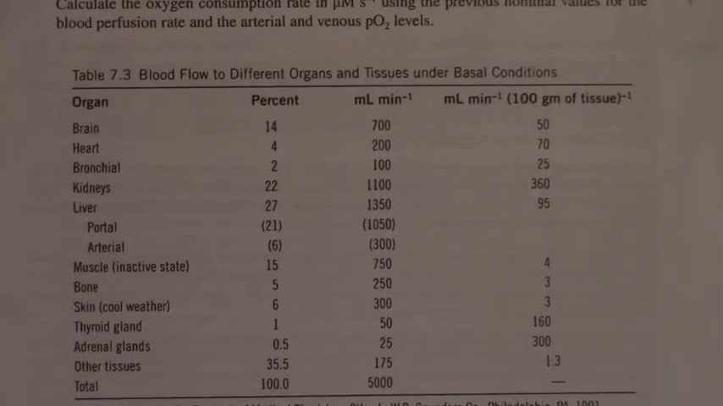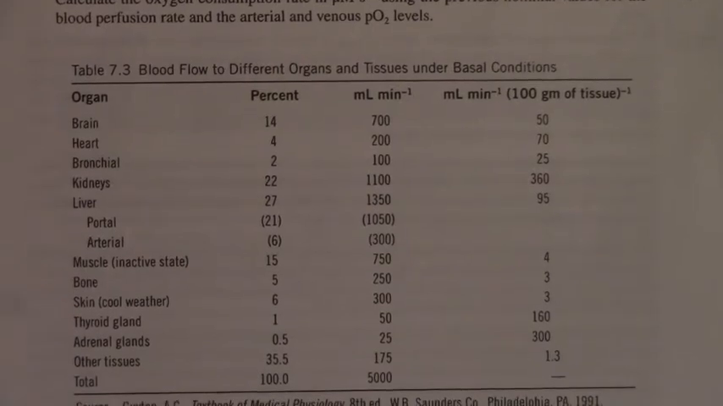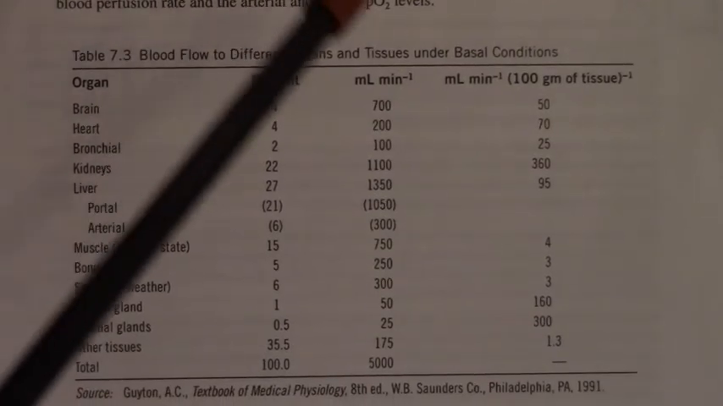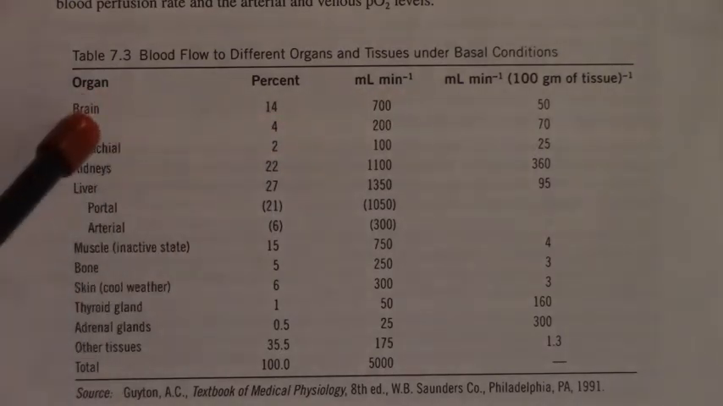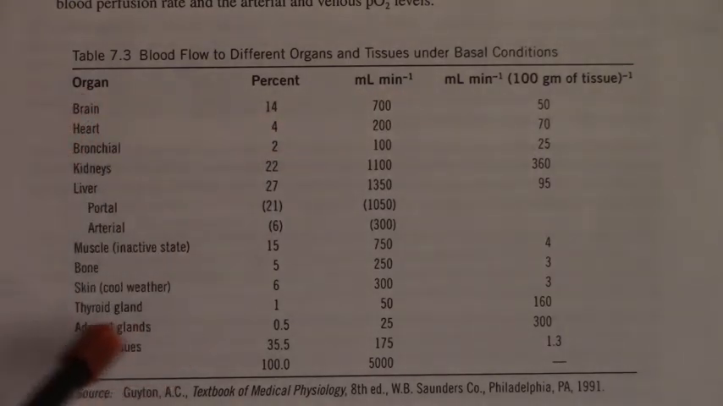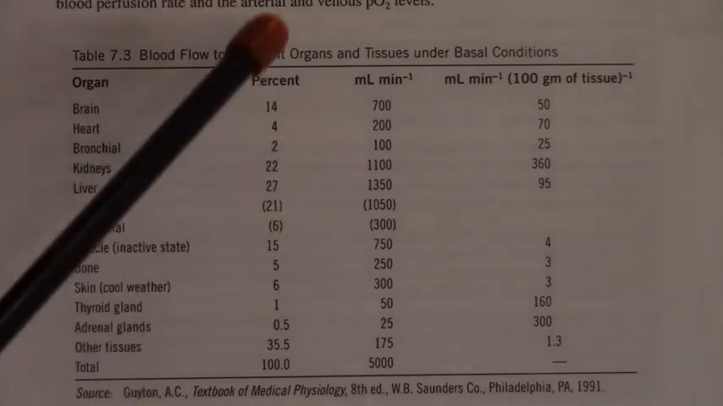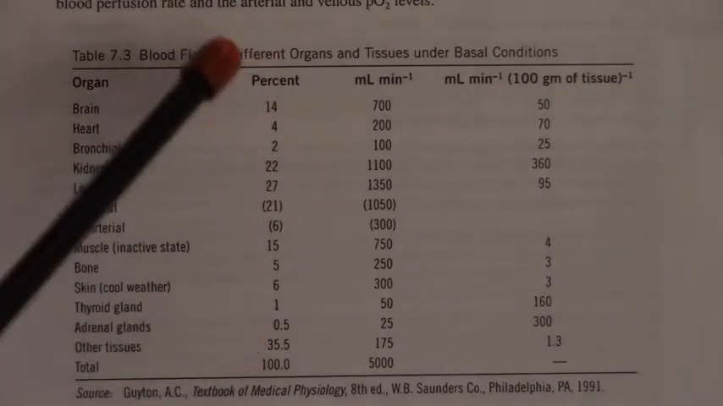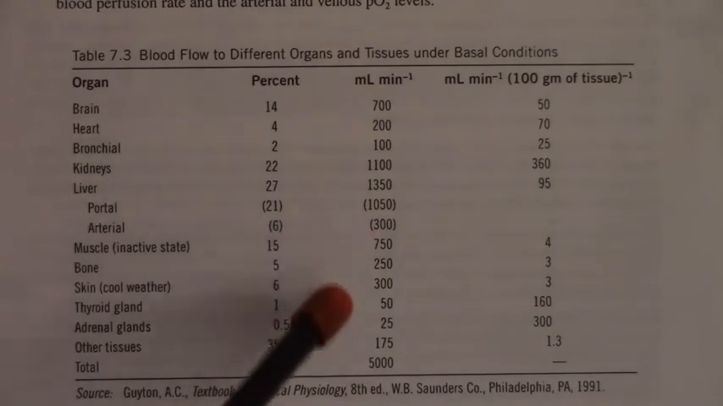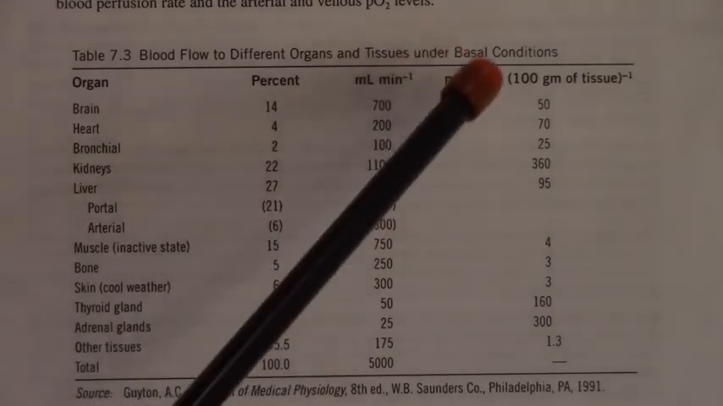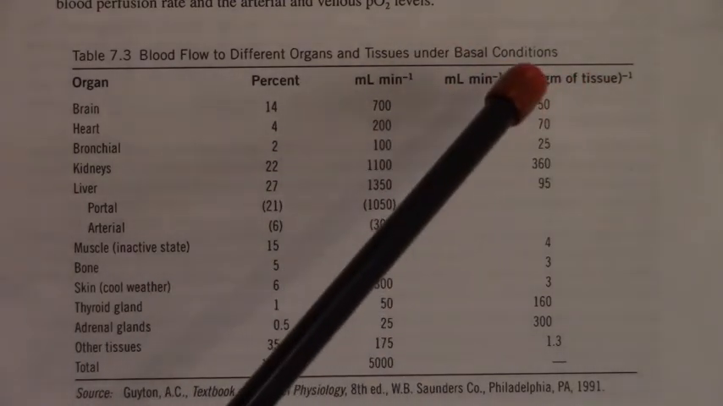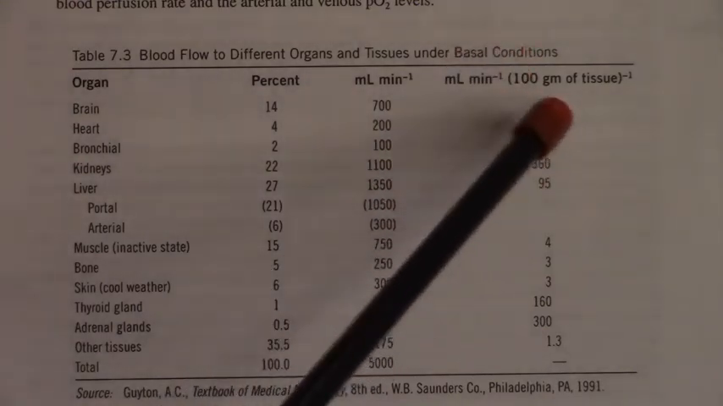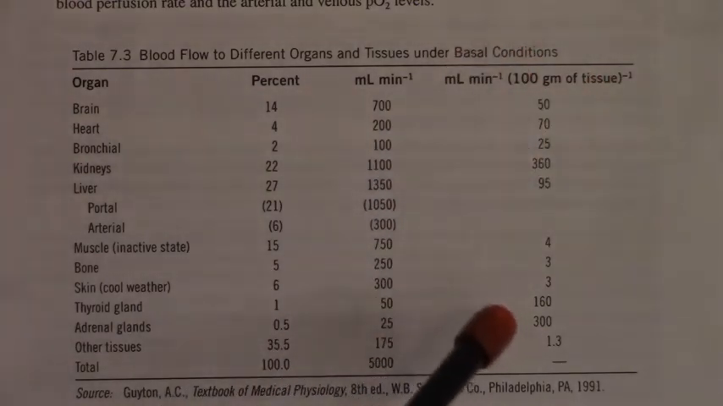And down here in table 7.3 I just summarize blood flow to different organs and tissues under basal conditions, from the brain all the way down to adrenal glands and so on. Here's the percent of the cardiac output that those organs get. Here's the milliliters per minute, and then here we've normalized the blood flow to 100 grams of tissue.